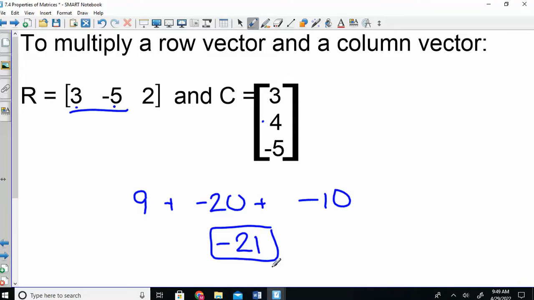With these matrices, we have to talk about how big our final answer will be. It's not the same as before where we just said they have to be the same size in order to add or subtract. That is not the case with multiplying. But there is a quick way that we will be able to check to see if we can multiply two matrices.